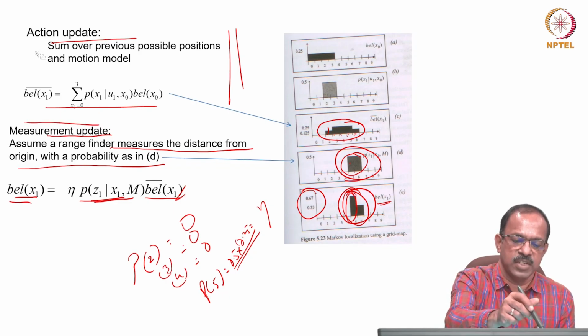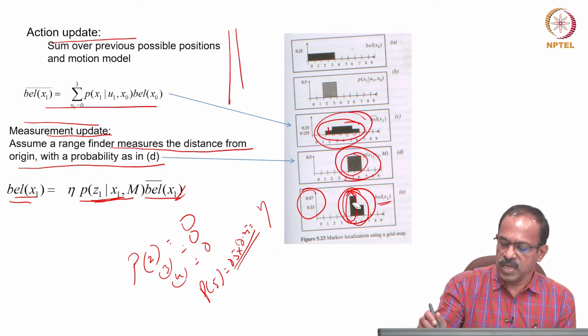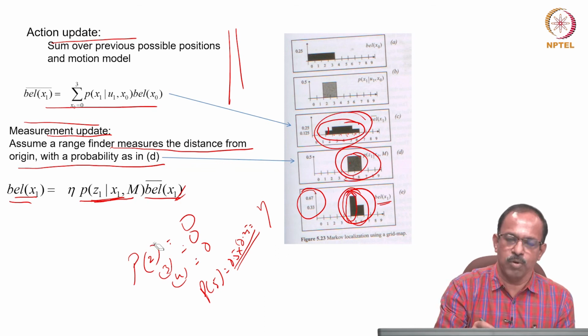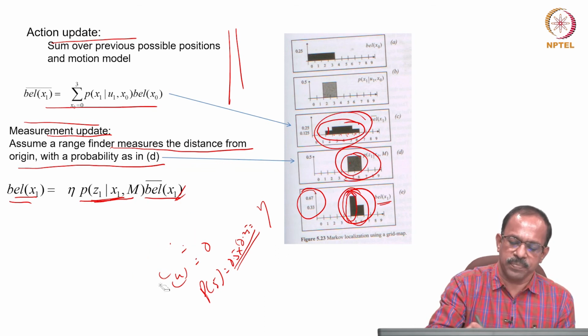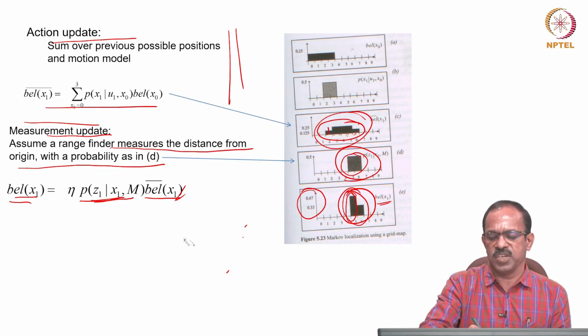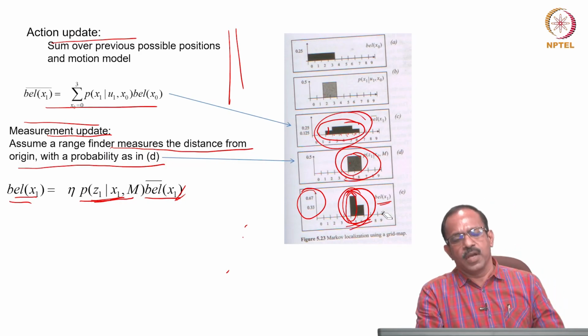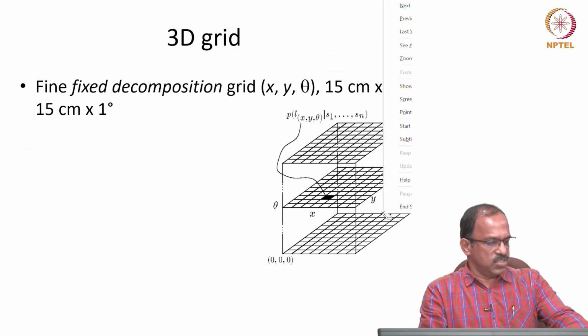So, the prediction update showed a lot of uncertainty, but the measurement update reduced the uncertainty and gave you a much better estimate of the robot position and its uncertainty. So, the position and uncertainty are given by this. This is the basic principle of Markov based localization.